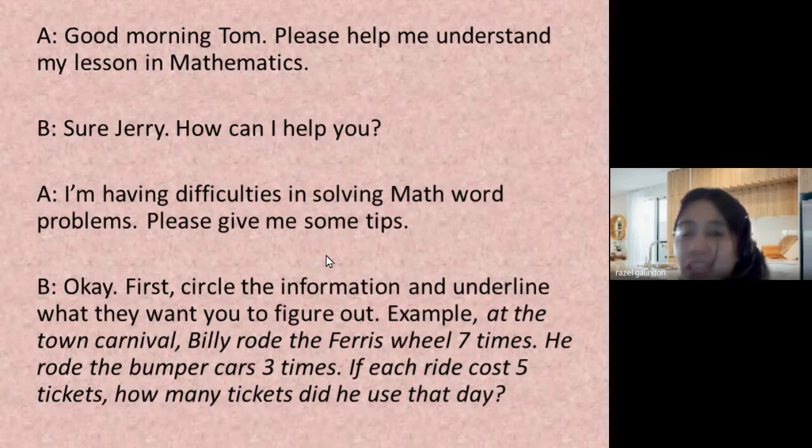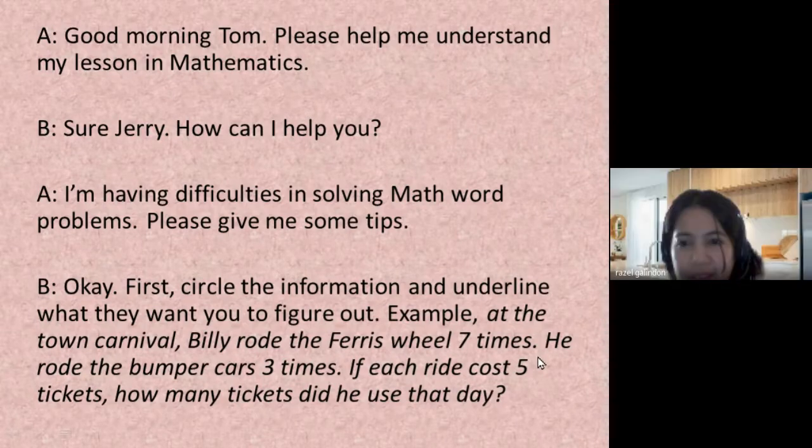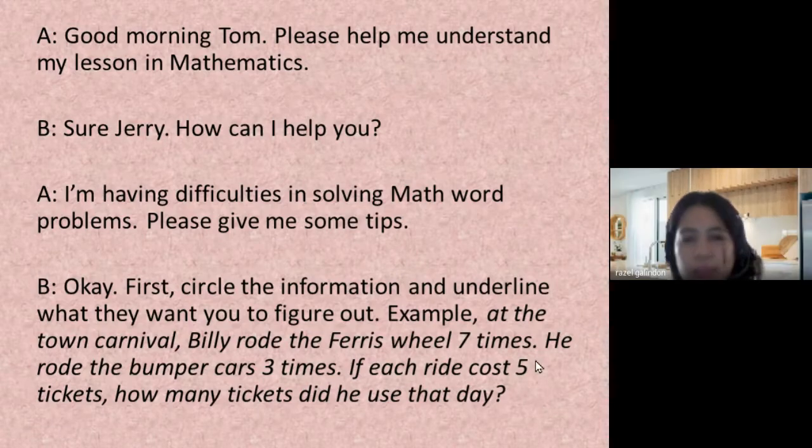It is giving an instruction, di ba? So that is an imperative sentence. Okay, very good, Rochelle. How about the other lines here? Like for example, at the town carnival, Billy rode the Ferris wheel 7 times. So what type of sentence is that? Declarative. Yes, declarative, very good. So the only imperative sentence here is the one that was read by Rochelle.